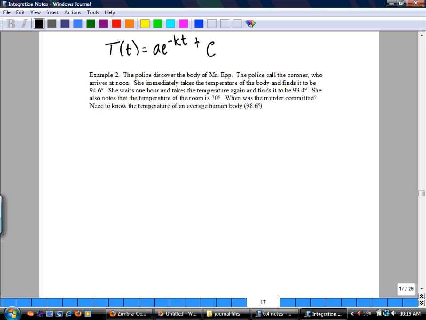So what we need to know is, on average, the human body's temperature is 98.6 degrees. It is a factor for measuring time of death, is body liver temperature. We could do it with Celsius if you'd like.